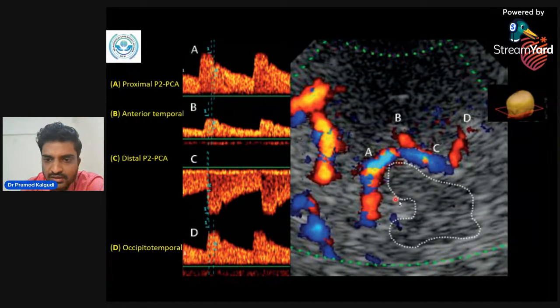So this is your midbrain. This is again your axial window. You see the MCA. Just behind the MCA, you see this. In front of this, you see the PCA. So this is your P1. P1 is always towards the probe, so it appears red. P2 is away from the probe, it appears blue. So next thing you do is put the spectral Doppler and measure the velocities. Similarly, you can see the branches of the PCA, that is your anterior temporal. This is your distal PCA, and this is your occipitotemporal.